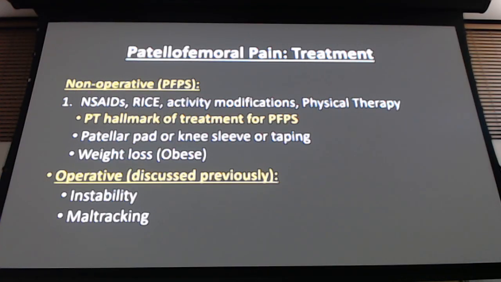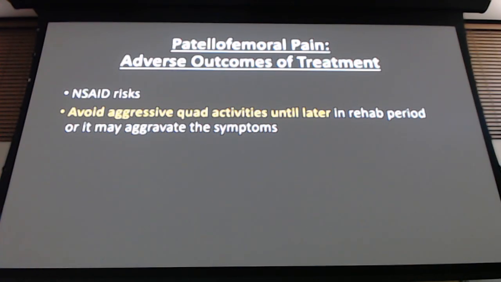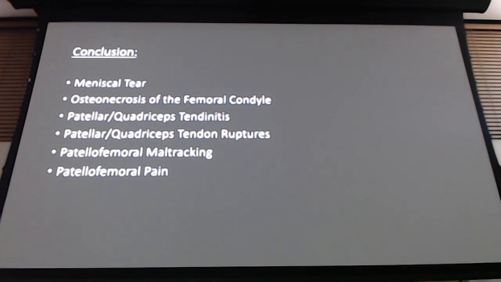Operative, again, if you have patellofemoral pain, but you make the diagnosis, then you may need treatment of some kind, either for instability or maltracking. Okay. Avoid aggressive quad activities until later. So remember, the cornerstone of physical therapy, even though it's a hallmark, you start out with range of motion and flexibility, and then progress on to strengthening. Okay? Because you may make it worse. Do you agree? Yes, of course you do.